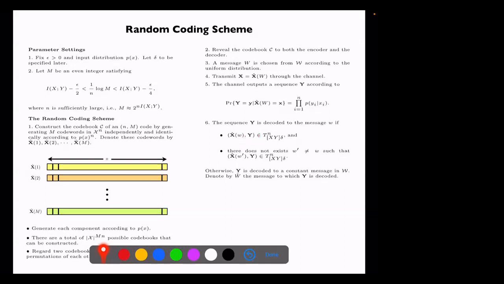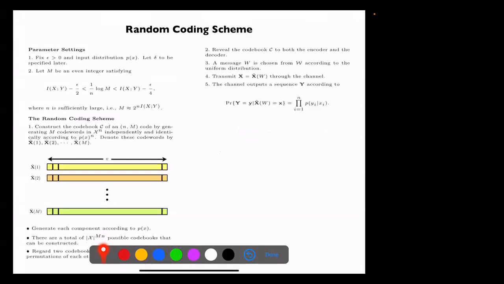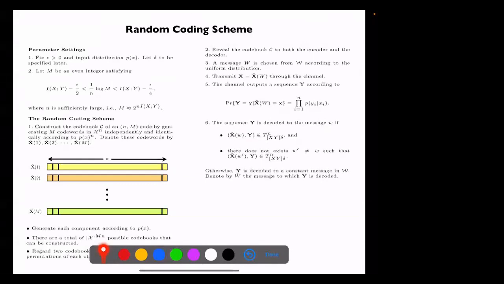then you decode. If it happens to be W hat of W, which is the unique codeword jointly typical with the Y sequence, then you decode the message to the message W. In other words, if this fails, then you declare a decoding error.